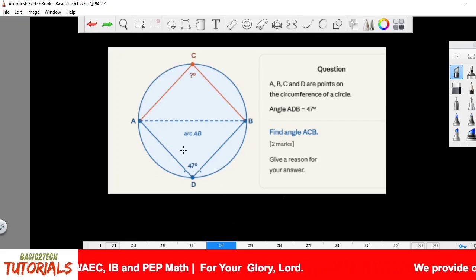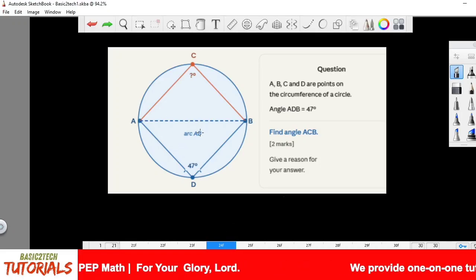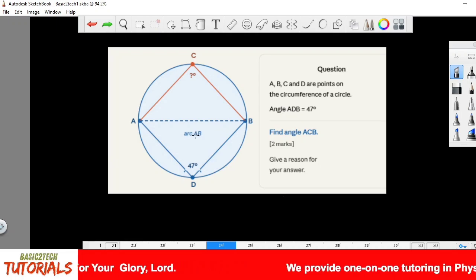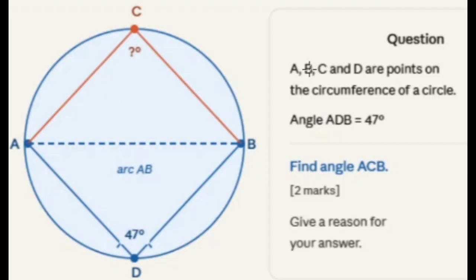This is the second theorem that tricks most students, and it is actually the easiest one. Let's do it. A, B, C, D are points on the circumference of a circle. Angle ADB is 47 degrees. Find angle ACB. And they want a reason. 2 marks. So how do we do this?